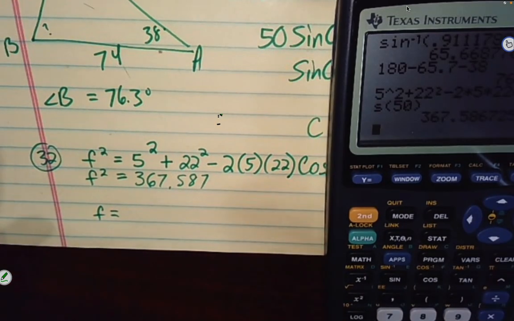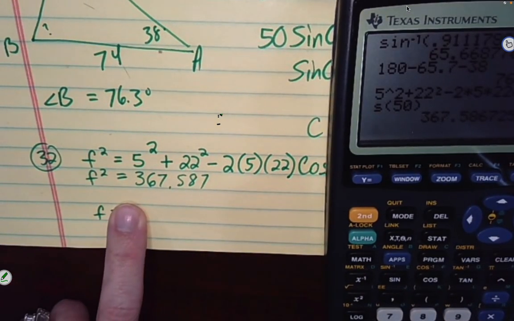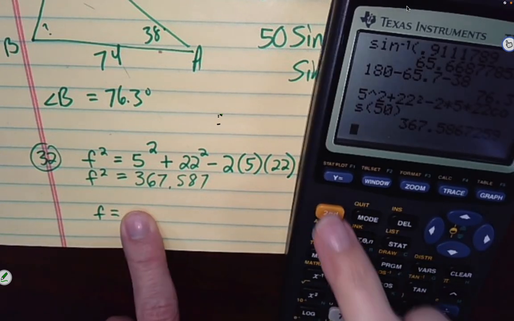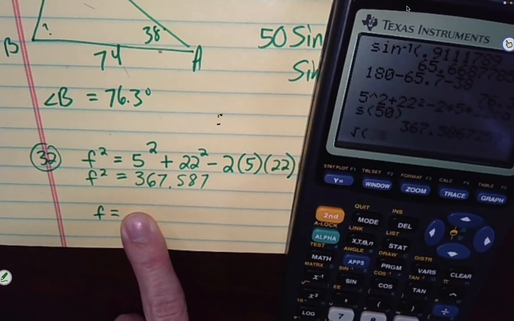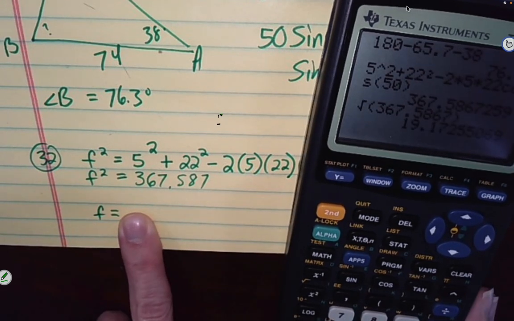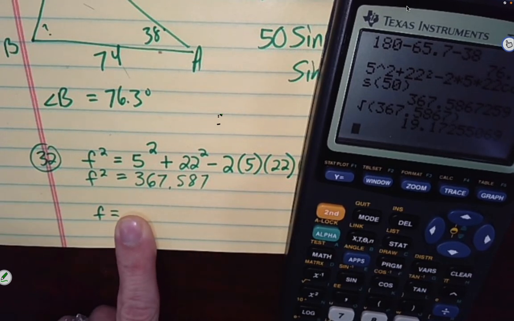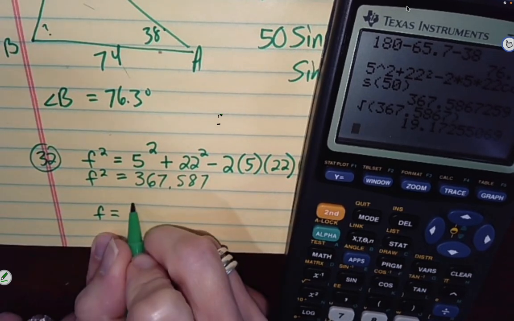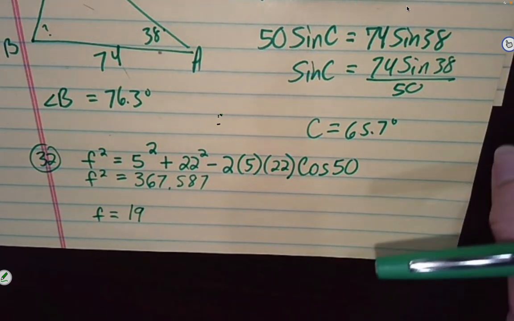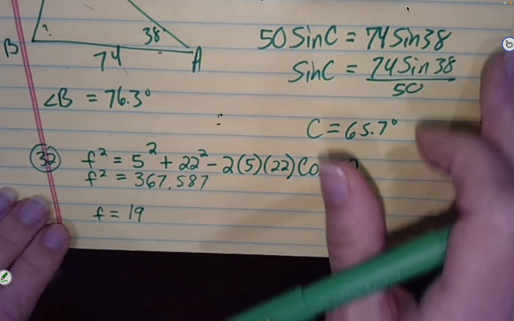Okay, but that's f squared. So then I have to square root it. So if I square root that number, I get 19.17, so it's just 19. So 32 is C. They just get 19 when I took the square root of that number. Okay, so that's 32, law of cosines.